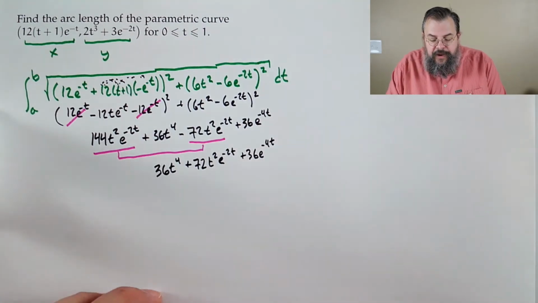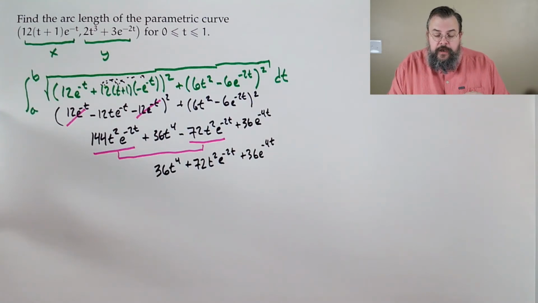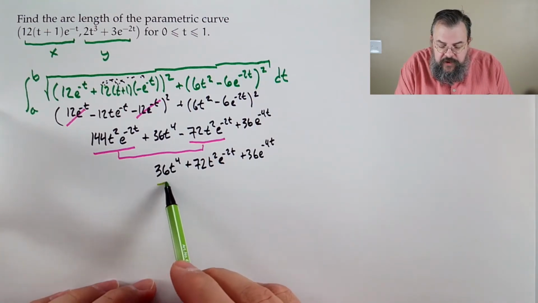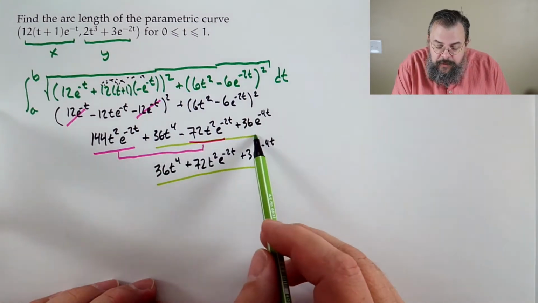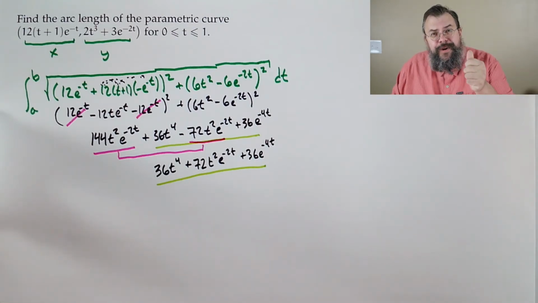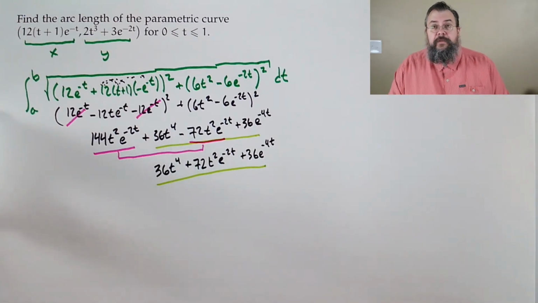All right, well, we see a couple of terms, and we think to ourselves, it would be nice if it was a square. Well, is it? Does it work? Got to think about it. Now here, this expression that we currently have, 36t to the fourth plus 72t squared e to the minus 2t plus 36e to the minus 4t, is amazingly close to the one right above it. Amazingly close. So close, it's just one small difference. The plus versus the minus. That's it. That's the only difference.